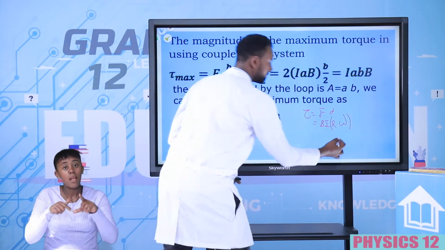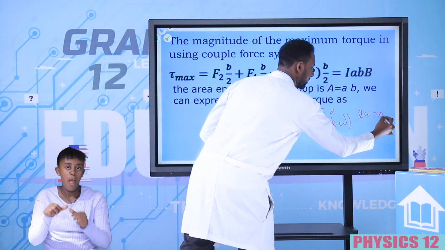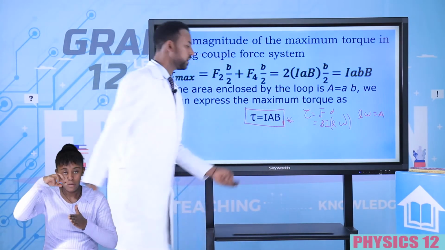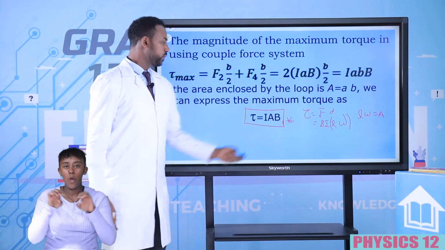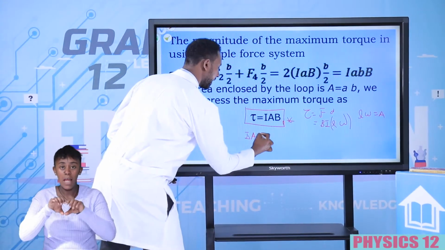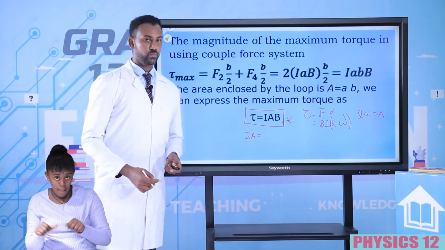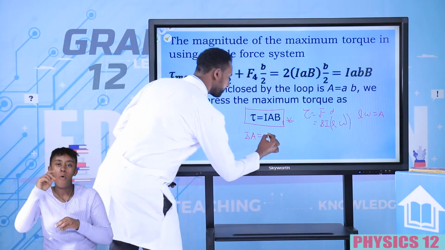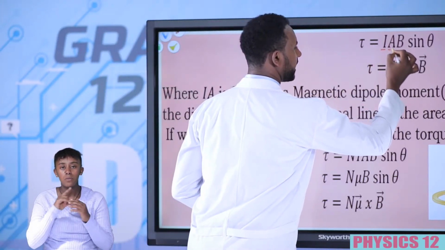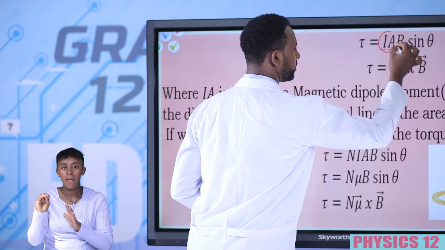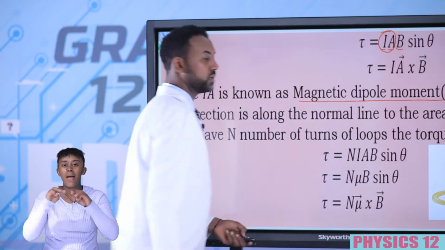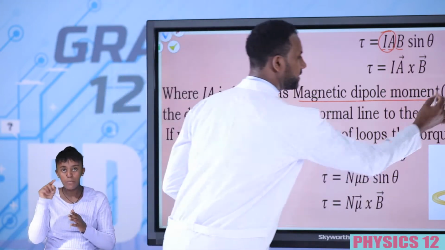Therefore, length times width is known to be area. So the net torque exerted on a current carrying loop can be determined using this equation. And we have a new term, which is the product of electric current I and area, known to be the magnetic dipole moment, symbolized as mu. You can see here, it's possible to determine torque as I A B sine theta, but the product of current and area is known to be the magnetic dipole moment, symbolized by the Greek letter mu.